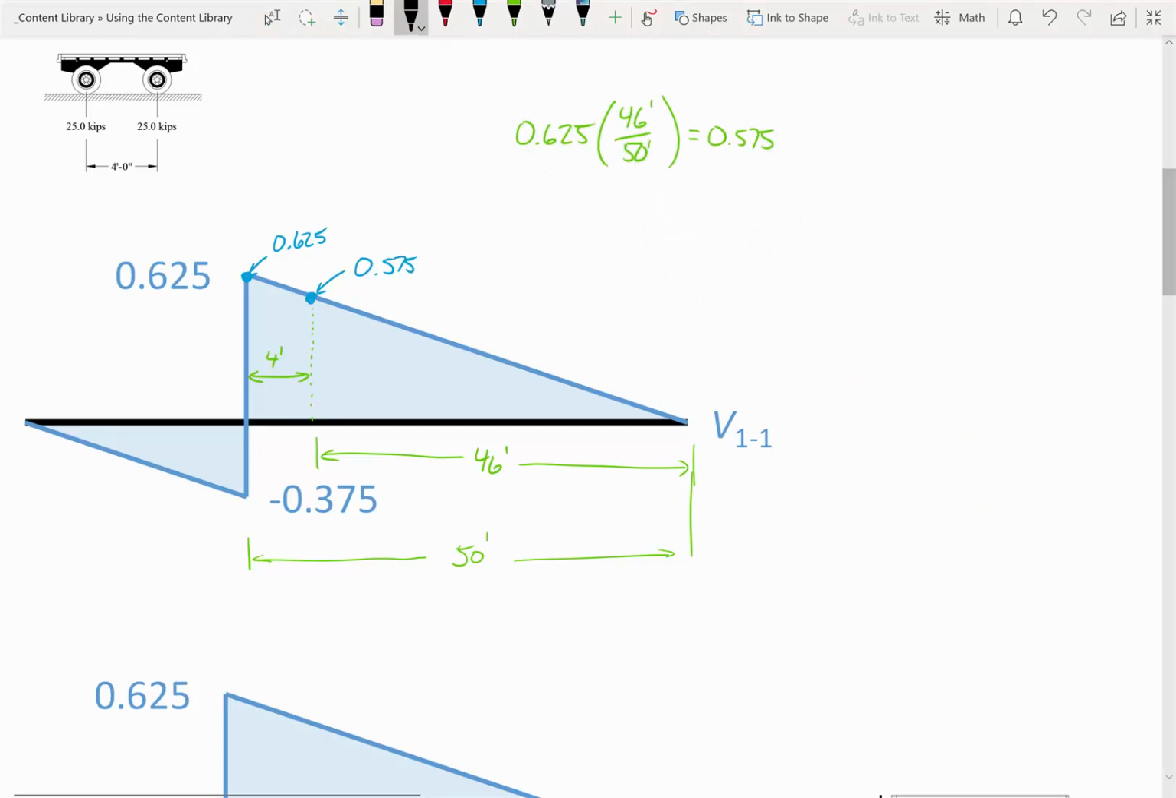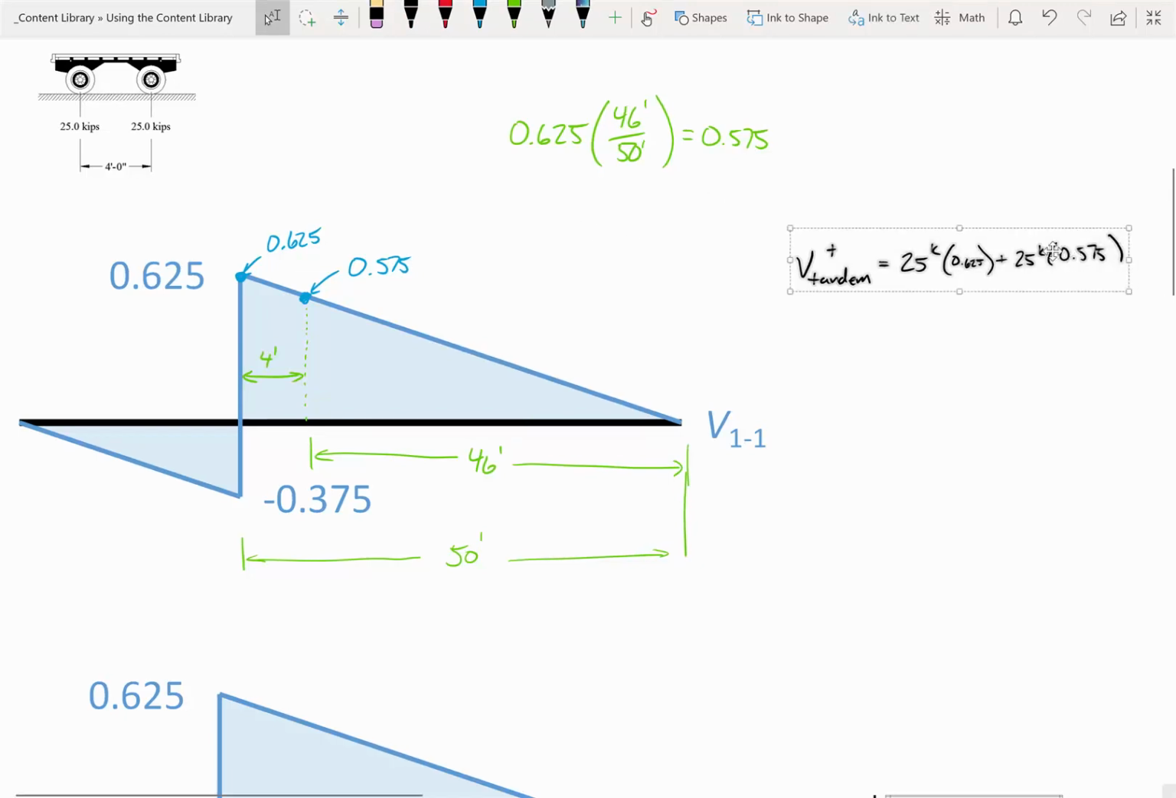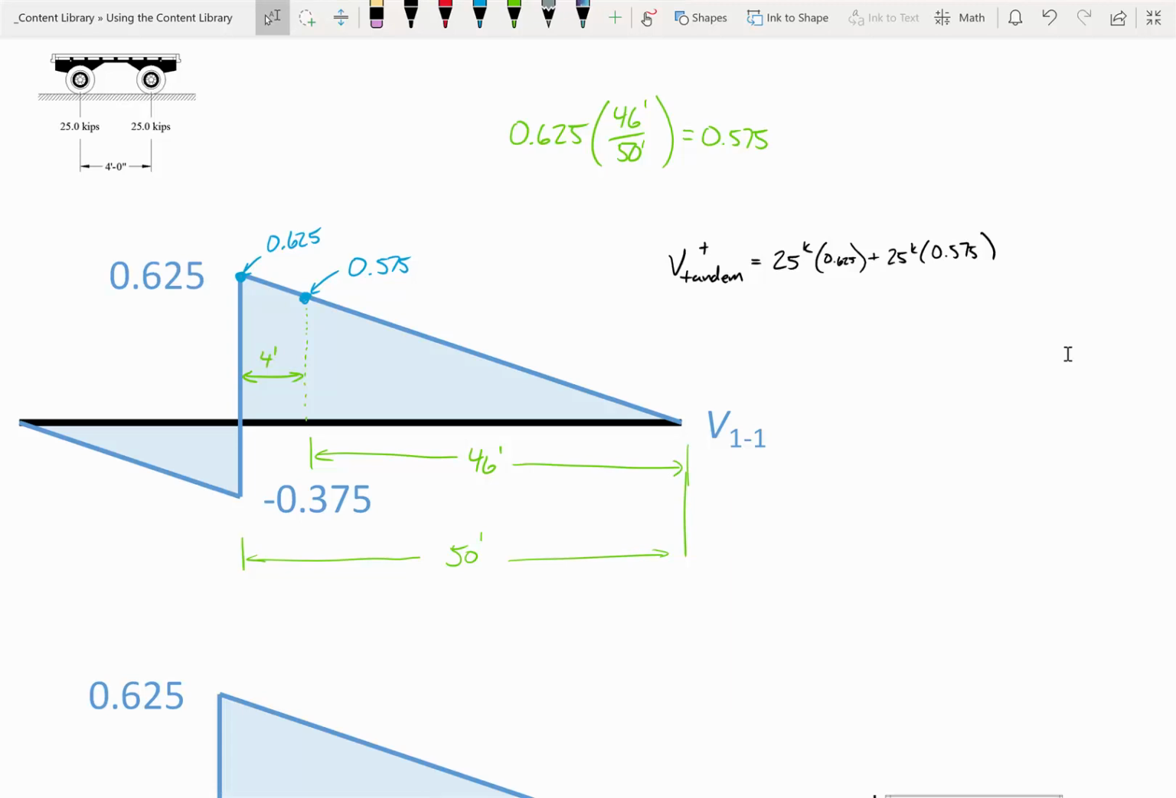So if I want my V tandem, if I want the positive result, remember each of the axles weighs 25 kips. I'm taking 25 kips times my values on the influence line: 25 kips times 0.625 plus 25 kips times 0.575. That is how I would determine my positive tandem. Again, that's a live load, so it's concentrated loads times the values on the influence line, not times the areas. When I chug that out, it actually comes out to a nice round number of 30 kips. Again, that's just a happenstance with this problem.